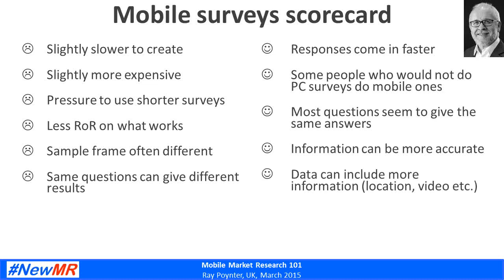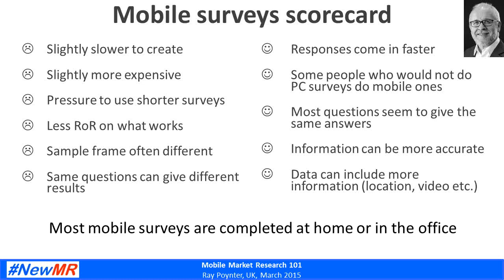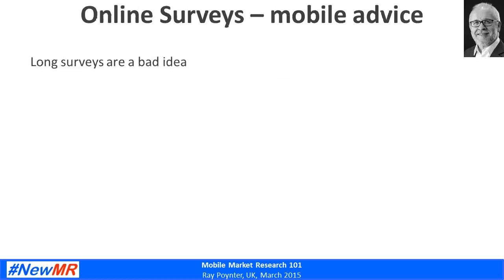The data can include more information. We can have location. Where were they when they did the study? What about video? What about photographs? All of these sorts of things. So we're getting more data, more variety. Interestingly enough, most mobile surveys at the moment are completed in home or the office. So even though we're making it more convenient for people, it tends to be home or office. That could well change as we move forward.